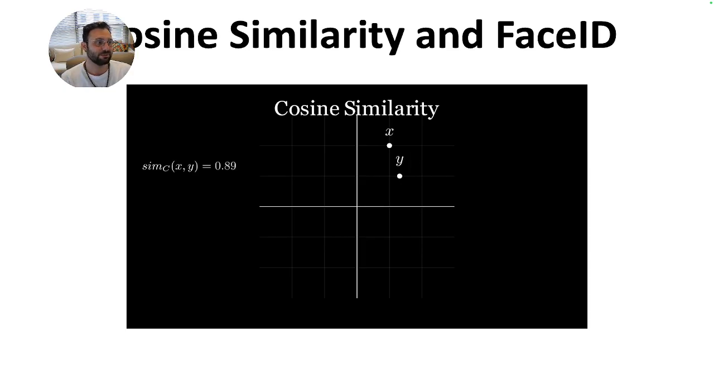But cosine similarity gives you a number between -1 and 1, so it's good for thresholding and building models that are going to be used later on. It is preferred. So finally, how does it apply in Face ID?